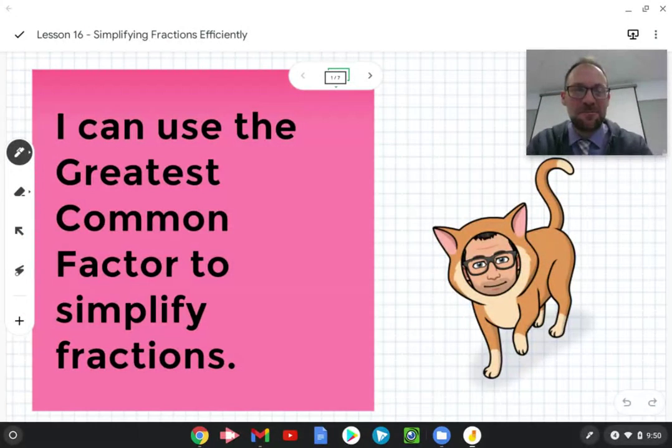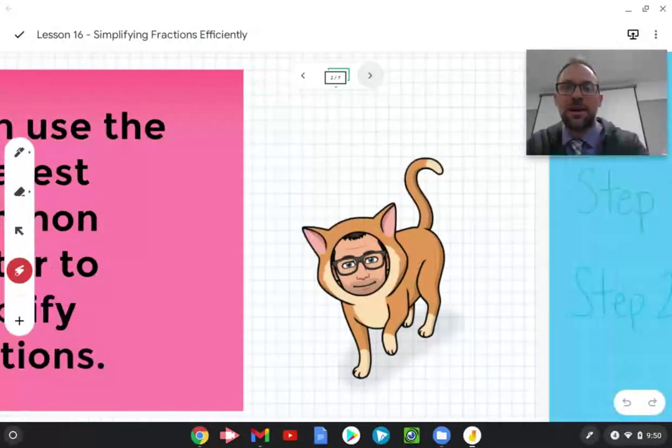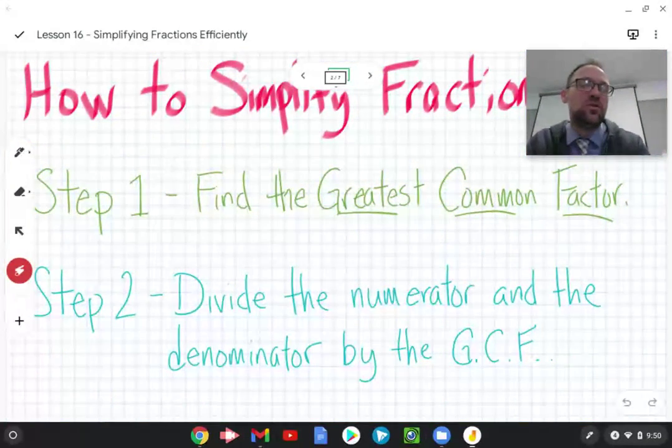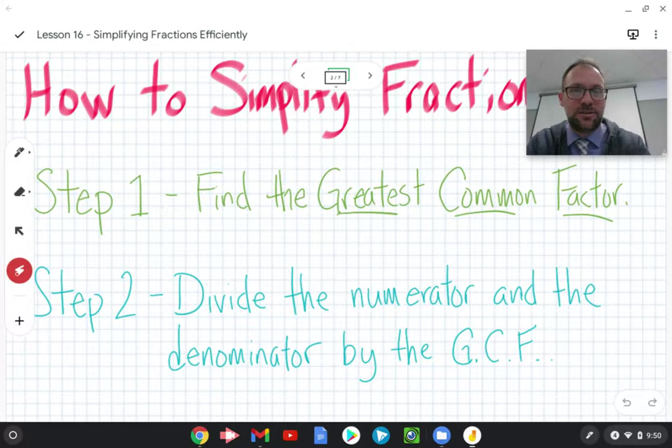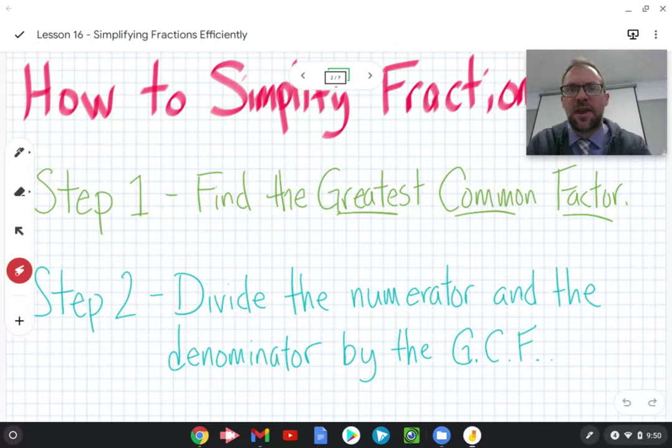Welcome to today's lesson. Today, our learning target is: I can use the greatest common factor to simplify fractions. To simplify a fraction simply means to write a fraction using the smallest possible digits. Whereas 2/4 and 3/6 and 5/10 all equal a half, the simplest form of that fraction is 1/2, because 1 and 2 are the smallest digits we can use to write that fraction.